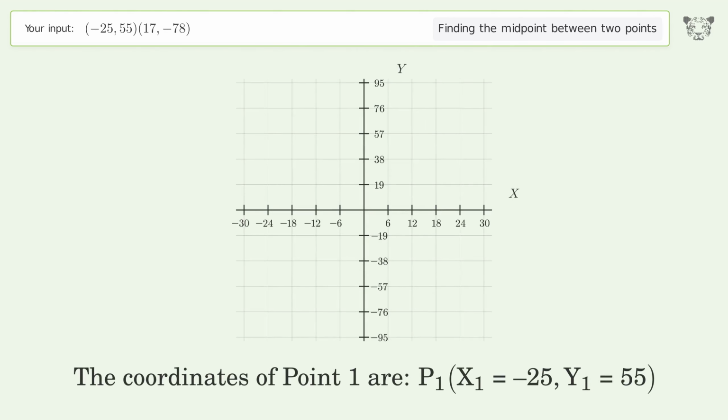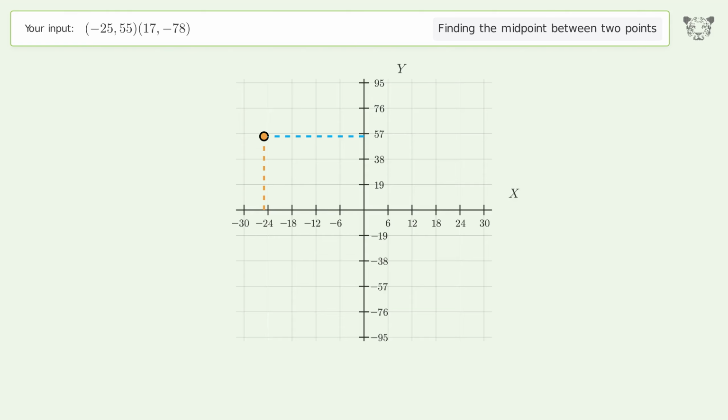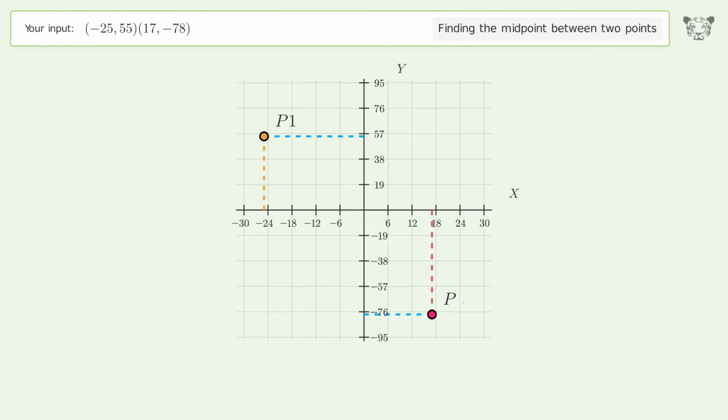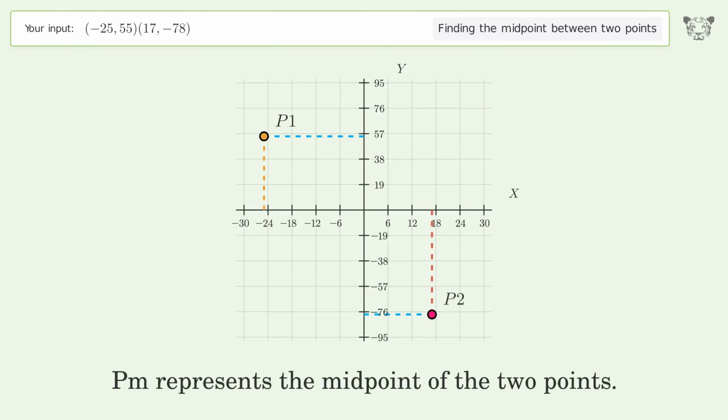The coordinates of point 1 are x1 equals -25, y1 equals 55. The coordinates of point 2 are x2 equals 17, y2 equals -78. PM represents the midpoint of the 2 points.